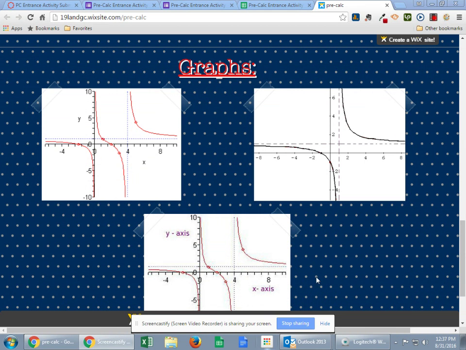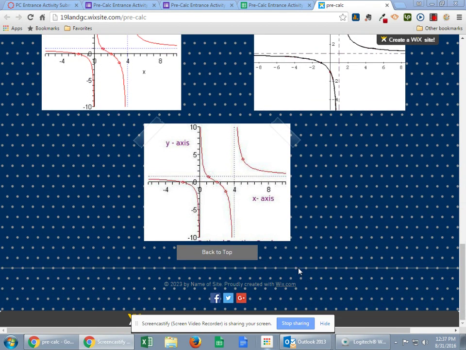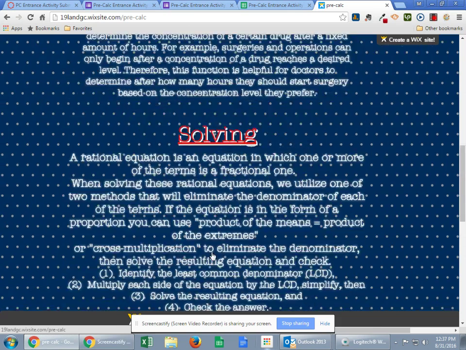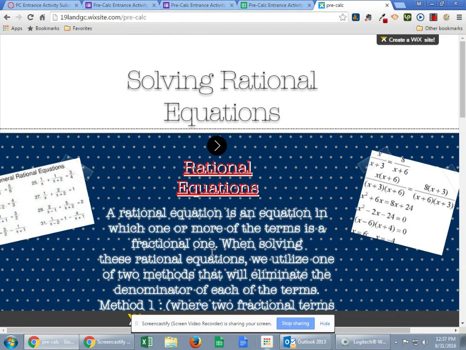And these are just some graphs. The button.